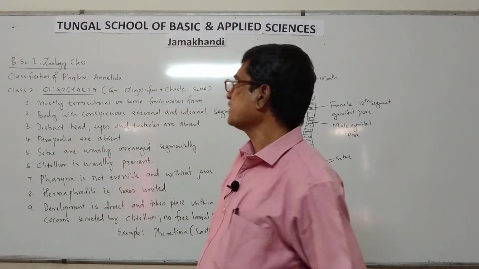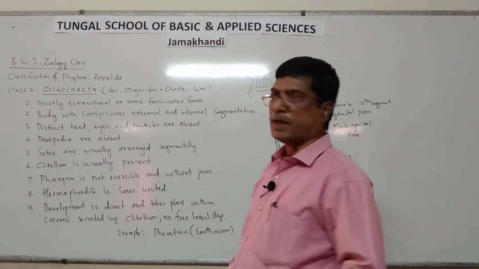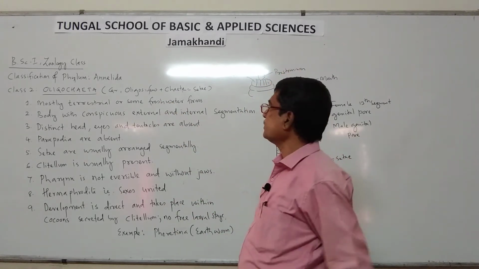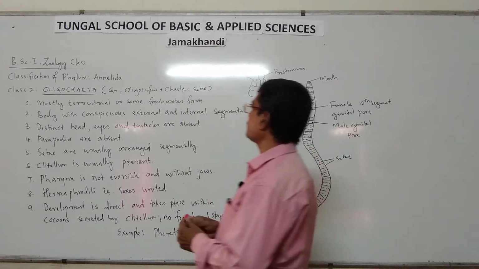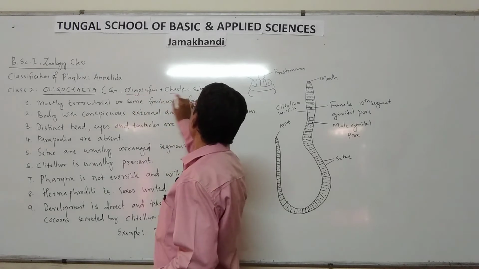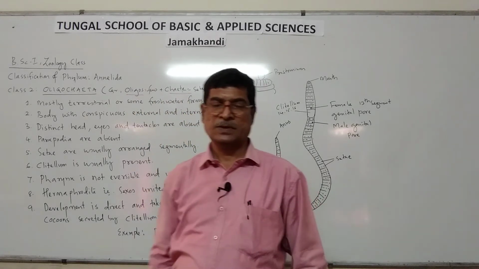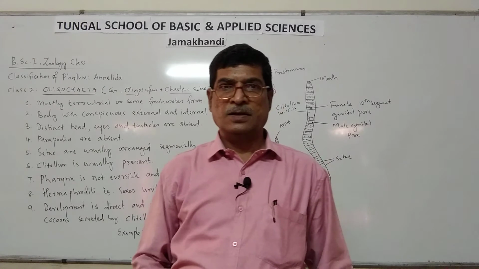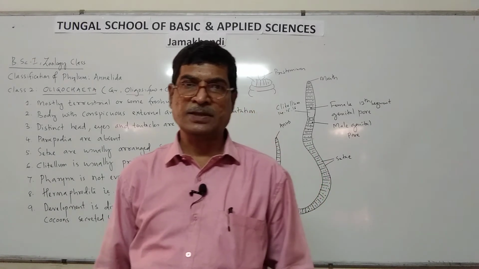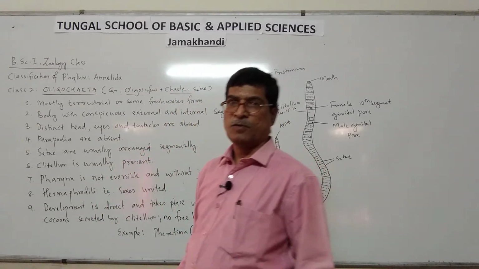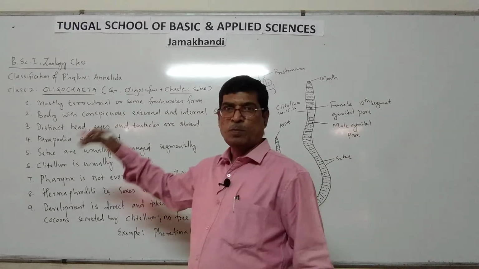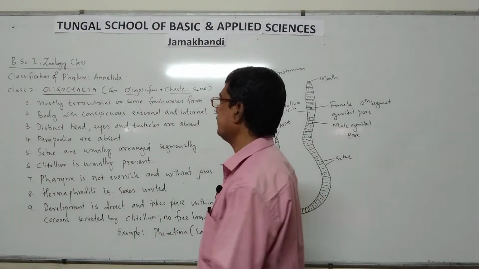The next, class 2, is Oligochaeta. It has been derived from the Greek language. In Greek, oligos refers to few. Chaetae means setae. Few setae are present. In the first class, Polychaeta, a large number of setae are present, whereas here, few setae are present. Therefore, this group is referred to as Oligochaeta.